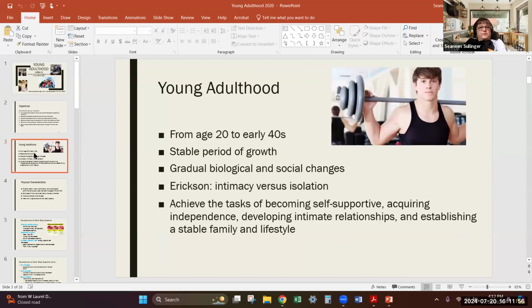There we go. Young adulthood gives you the age range. We said 20s to 40s. Pretty stable period of growth. There's not the fast growth that we saw in the adolescent period. It's a more stable period, and actually in terms of physical growth, not as much. You've pretty much met the height or the weight that you're going to be, and so you're trying to be independent and have a family and have a job and those kind of things.